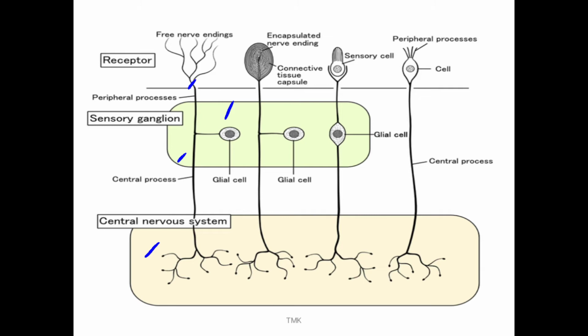We can see different types of dendritic ends. At first receptor, we can see free nerve endings, and in the second one, an encapsulated nerve ending is present, and in the fourth one, a hair-like peripheral process is present. It is also a modified portion of the dendrites of a particular neuron.